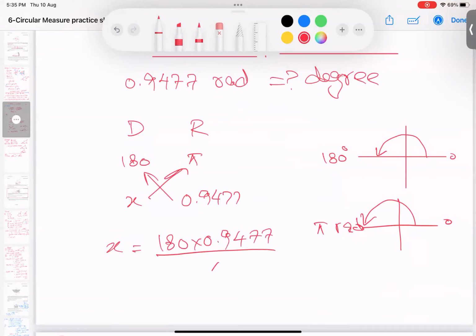0.9477 divided by pi. I'm typing it in the calculator, students. Just a minute, please. 0.9477 divided by pi. And my answer is coming as 54.3 degrees. So Alhamdulillah Rabbil Alameen.